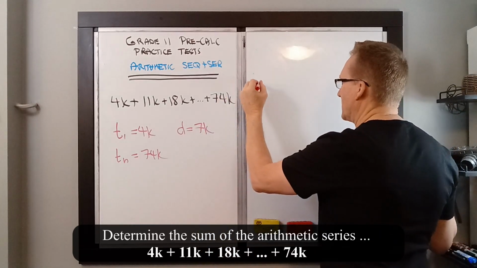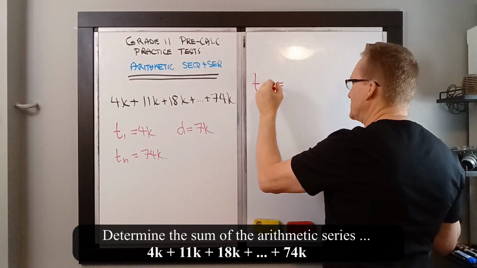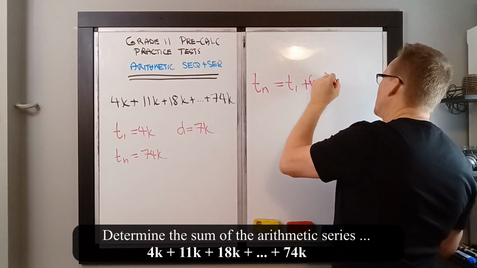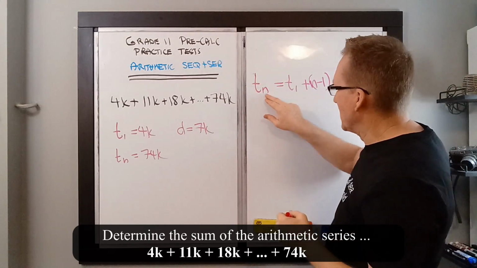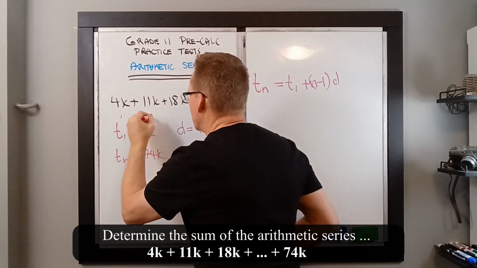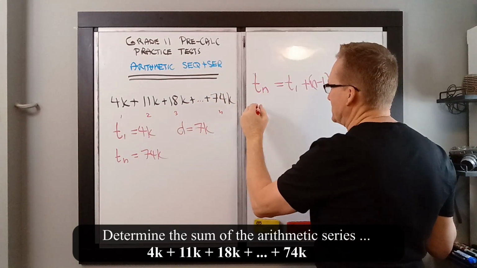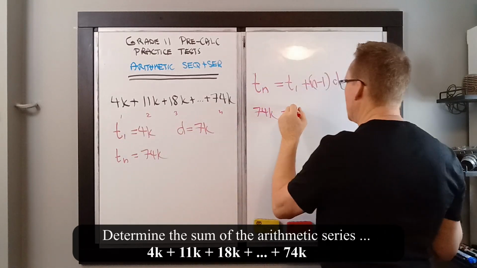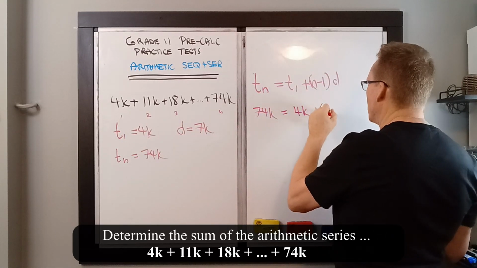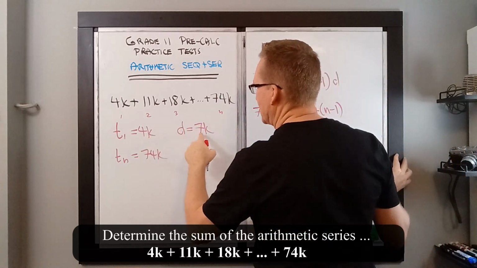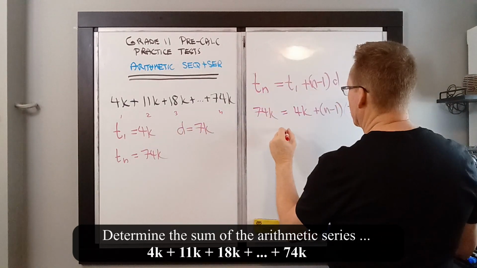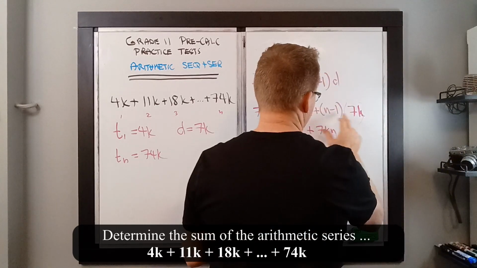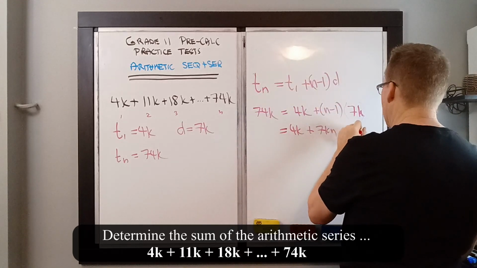Just follow the same formula. So the nth term is equal to the first term, or a, plus n minus 1 times the common difference, n being the number of terms. 1 is the first term. Here's 1, here's 2, here's 3. So let's calculate. Since we know what this is, 74k, that's the last term here, is equal to the first term, which is 4k, plus an unknown, n minus 1, times the common difference. We said that was 7k. This is equal to 4k plus 7k times n, minus 7k.